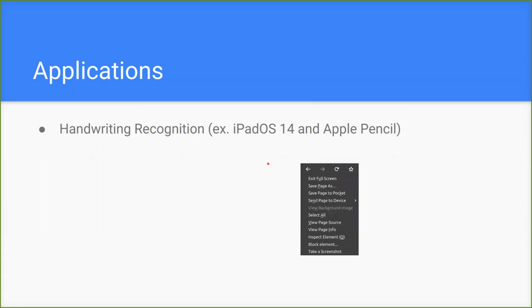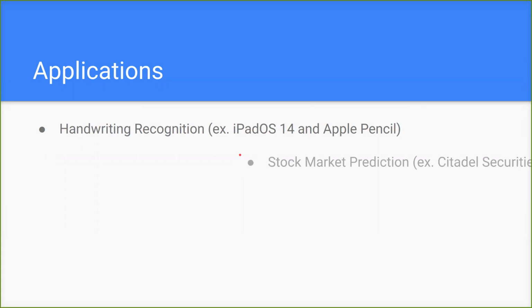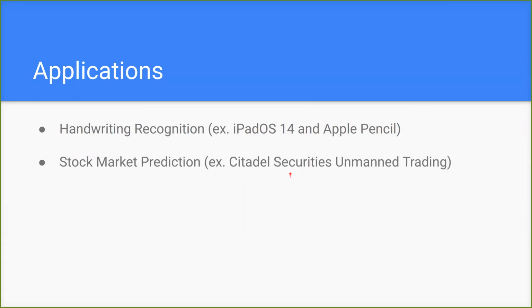Another example is stock market prediction. Neural networks are actually used in unmanned trading by a company called Citadel Securities, where there are literally guys sitting in offices just supervising computers that are automatically trading stocks using neural networks and watching patterns of the market.